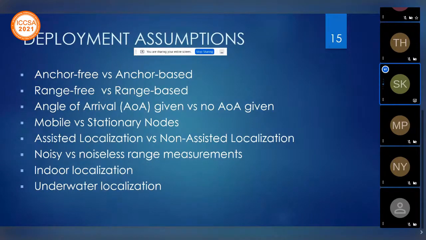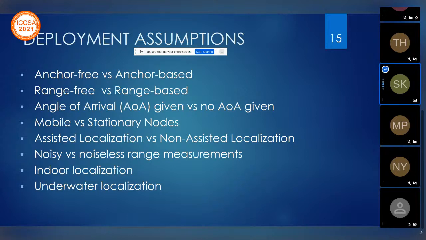It could be range-free or range-based deployment, where we know the distance between adjacent nodes that are within the sensor radius. If we do not know that distance, it's called range-free deployment. We could know the angle of arrival between sensor nodes, or we may not be given the angle of arrival. Nodes may be stationary during the algorithm, or they may move during the algorithm. They may be assisted by other robotic deployments, or they may not be.